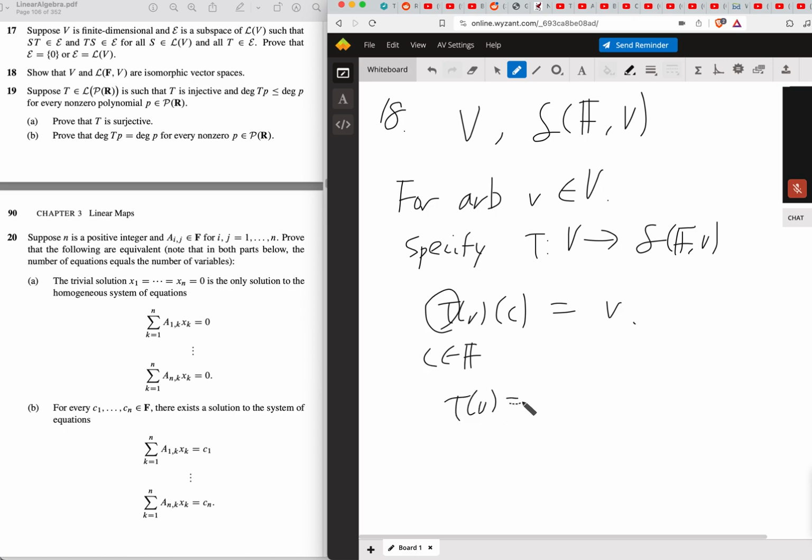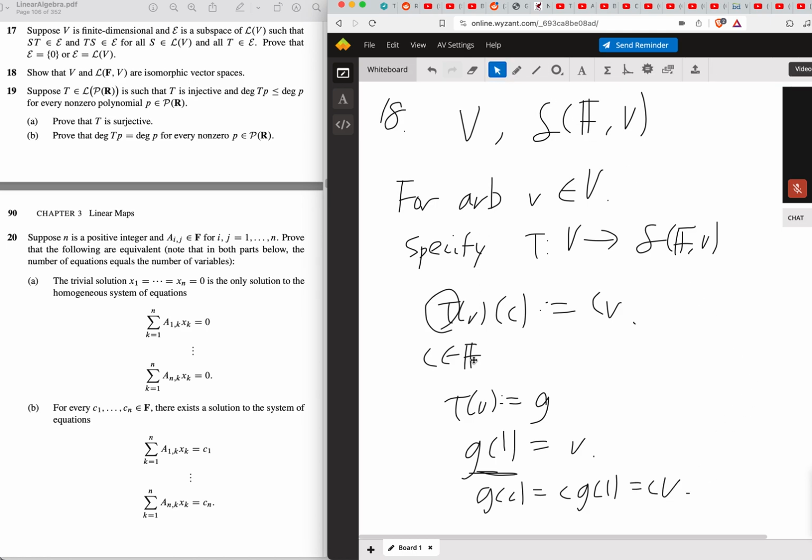In a less scrupulous manner, you perhaps could say T(V) is defined as G, where G(1) is equal to V. That's my mistake, it should have been a C. The way you think about it is, since you are mapping to one dimension, the transformation of one of your vectors is enough to determine what your entire linear transformation is destined to be. So all you need to know is what G(1) is, because then G(C) is just C times G(1), which is going to be CV. So it's uniquely determined.